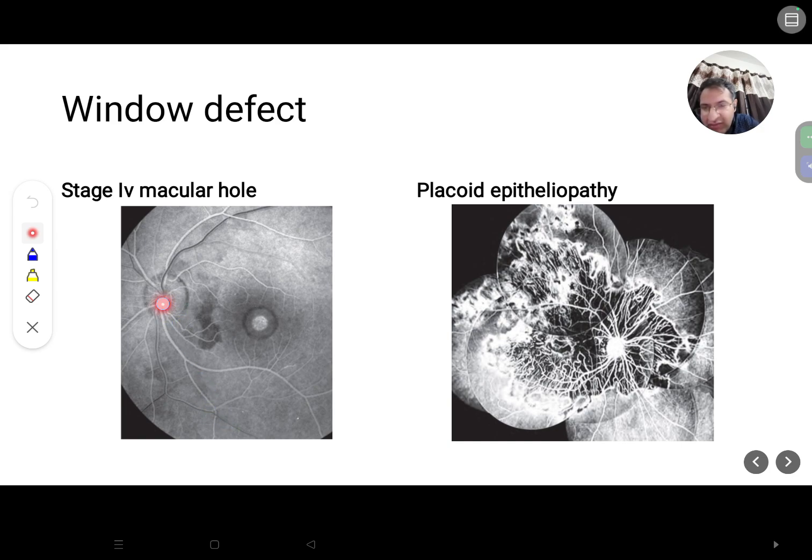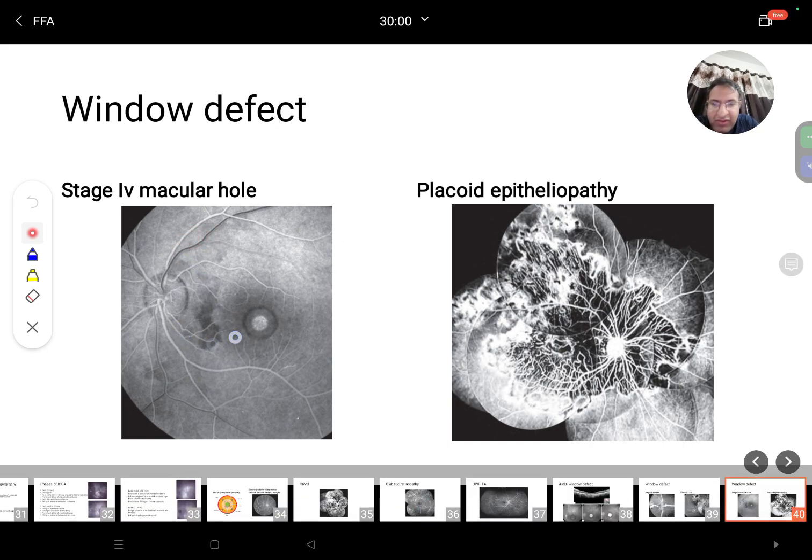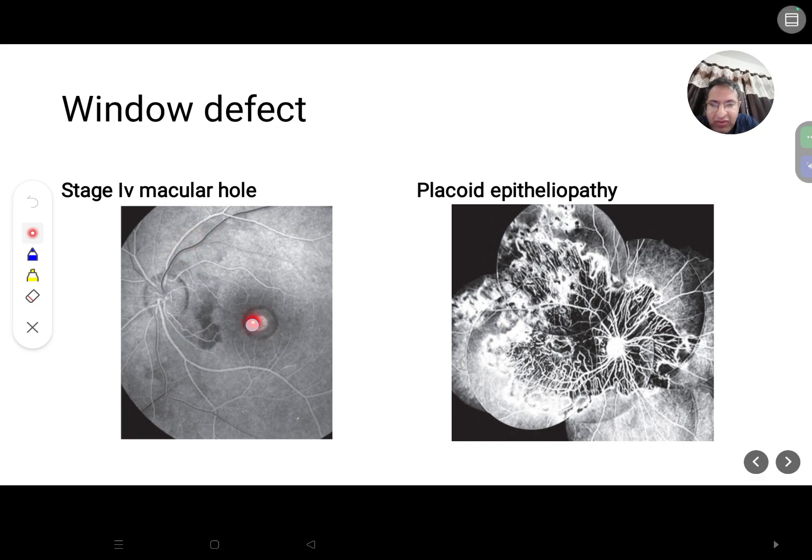Why early AV phase? Because arteries are filled and the venules have started filling in the laminar flow. So this is the early to mid AV phase, and in this early to mid AV phase we see the choroidal hyperfluorescence in the macular area, which is not increasing in size but increasing in intensity in the center. So this is the stage 4 macular hole fluorescein angiography.